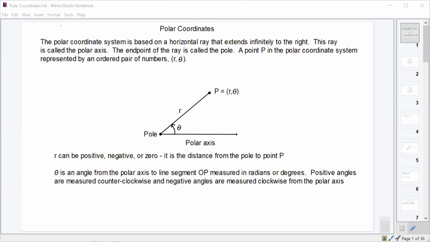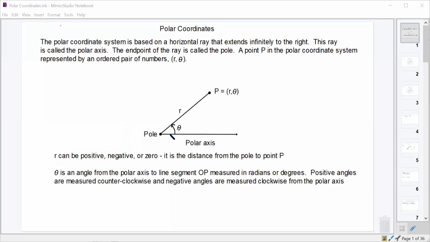The polar axis extends from what we normally call the origin in the rectangular system, or we call the pole in the polar coordinate system, off to the right. It's just a ray that has that pole as the endpoint and extends infinitely to the right. And the way that we label points in the polar coordinate system is (r, theta), where r is the distance from the pole to the point, and theta is the angle that goes from the polar axis counterclockwise around.